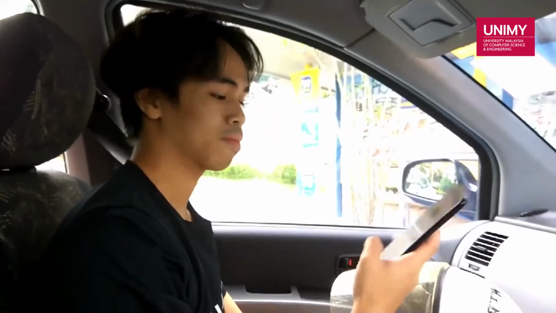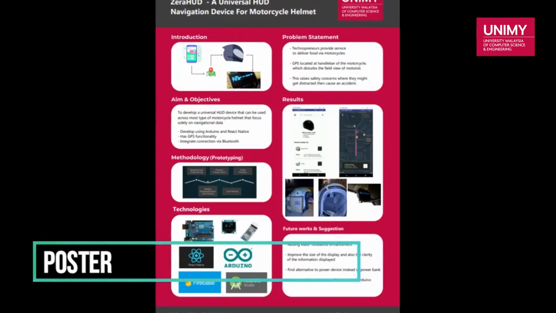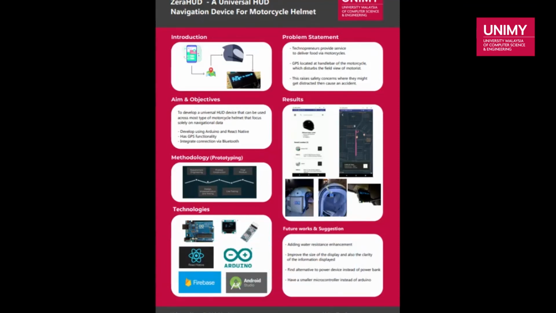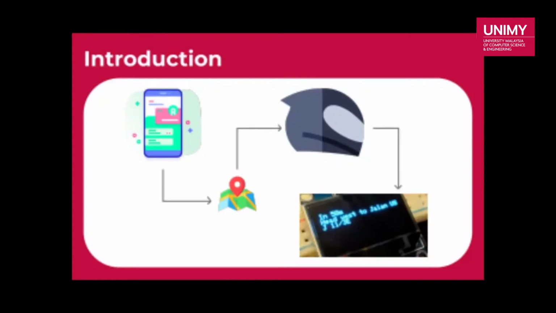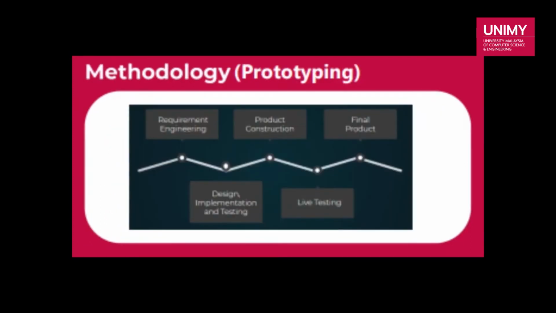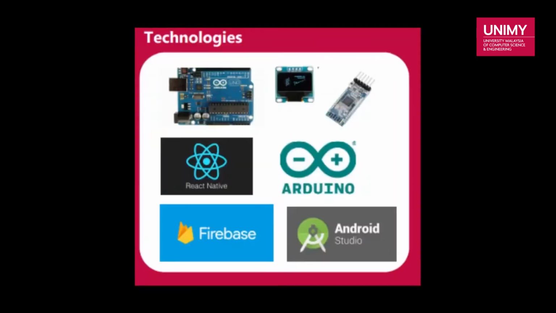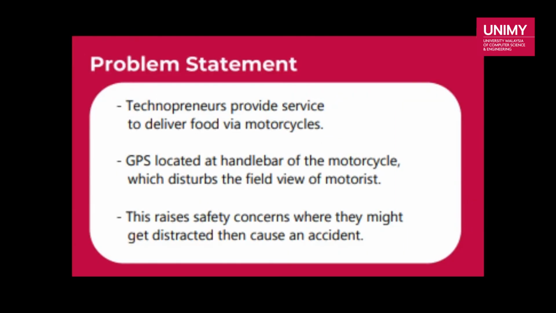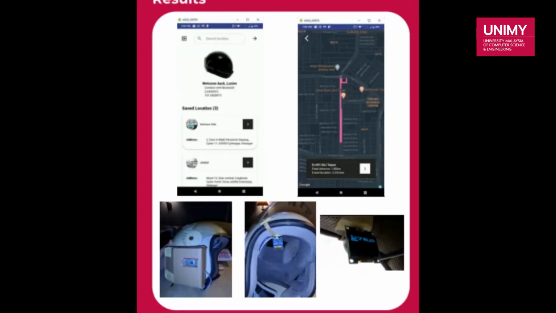Now I'm going to explain my poster, but we have gone through previously how it works, so I'm just going to summarize it. The introduction is from the mobile app to the Google Maps API, sending the navigation data to the helmet and displaying it. The aim and objective I've mentioned before, same goes for the methodology, and the technology used are the hardware and software that I've specified. The problem statement is as before, the food delivery services and the dangers of it. The results are some pictures of the software and hardware design.